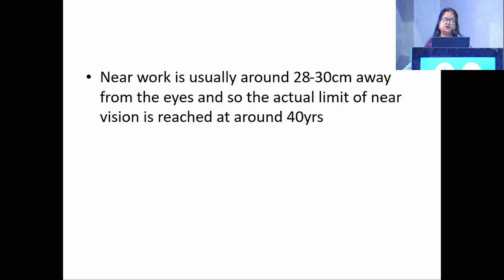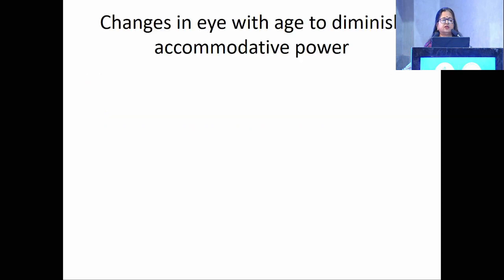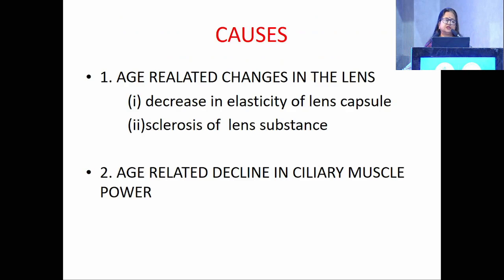Near work is usually around 28 to 30 centimeters away from the eye, so the actual limit of near vision is reached around 40 years. It is not that the changes occur at 40 years. It occurs starting from a very early age, but we manage to do our work within this distance of 30 centimeters. That is why the presbyopic changes occur around 40 years.